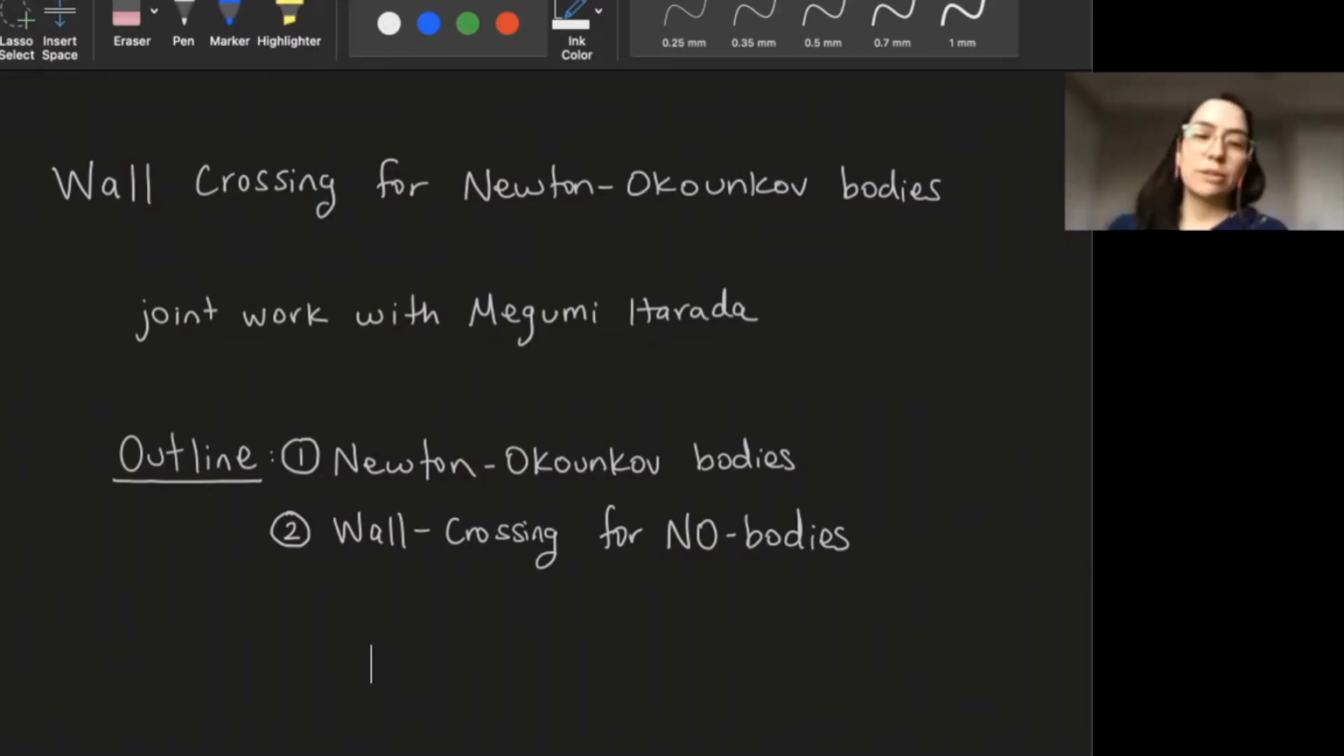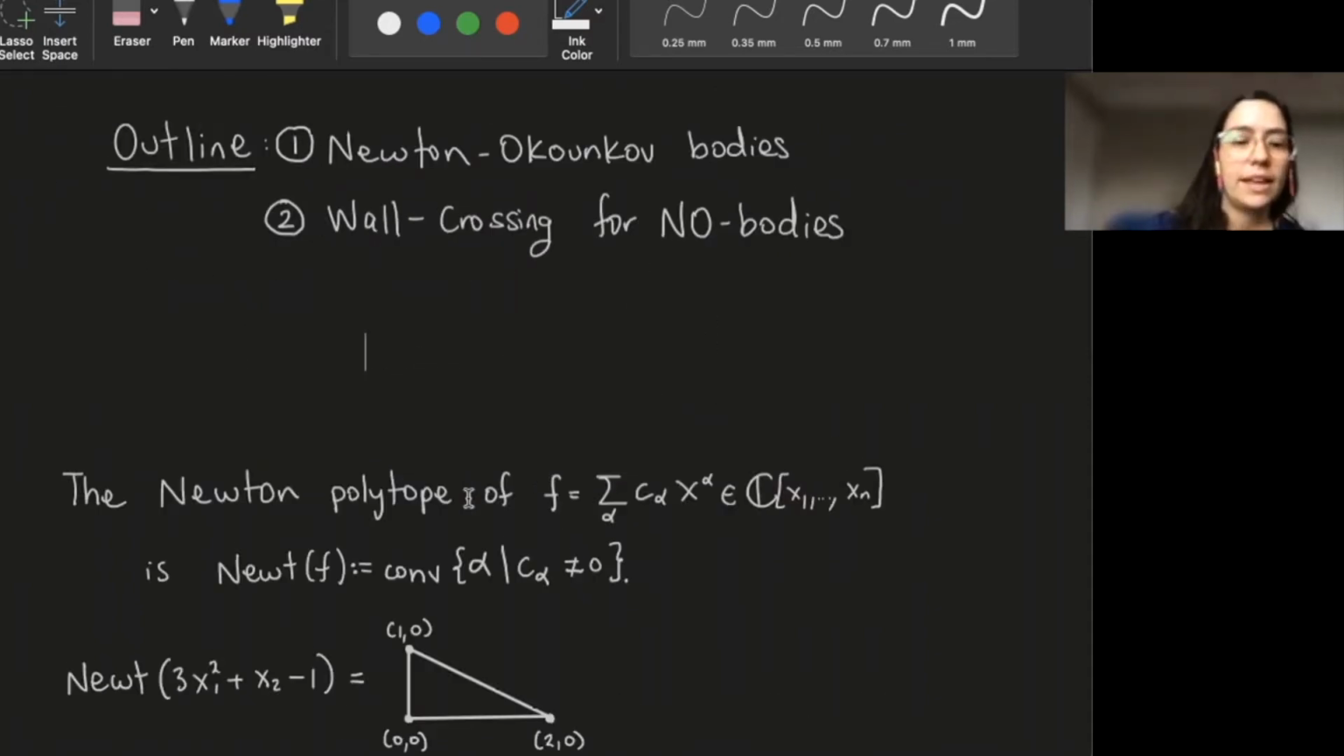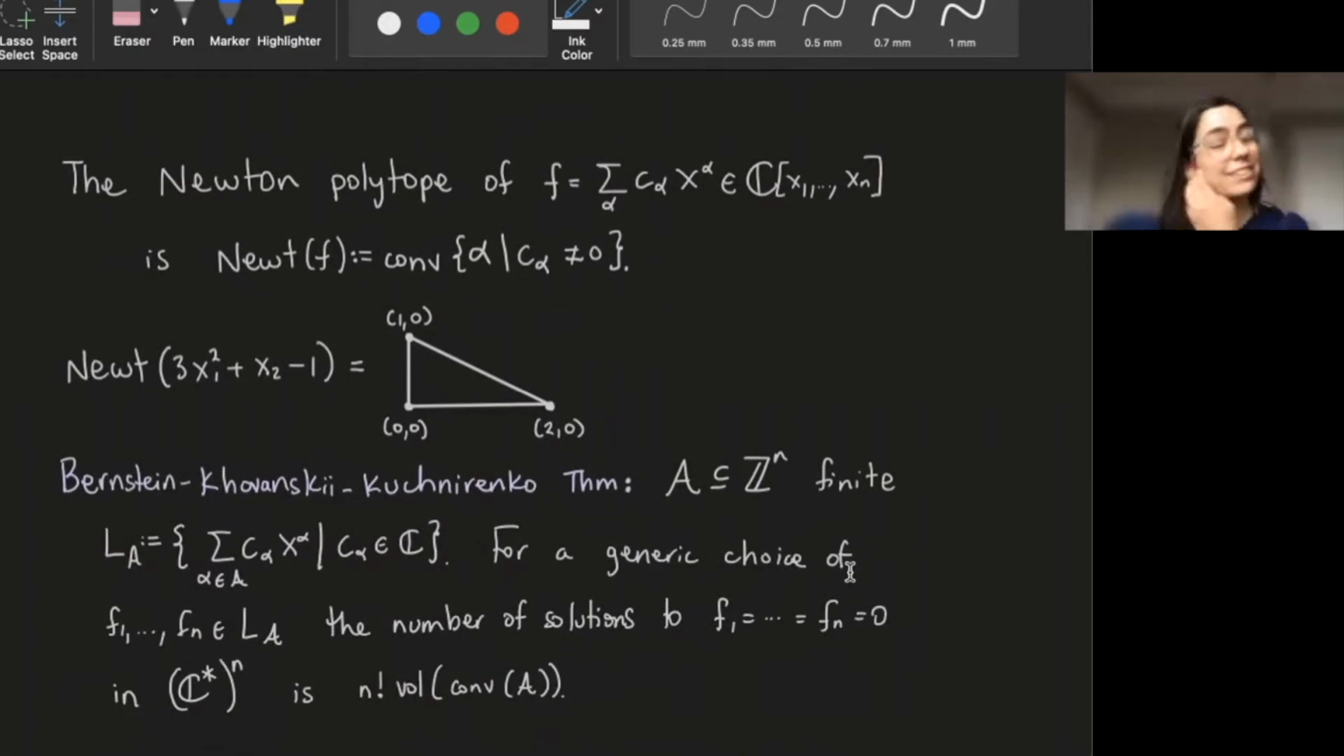And I will spend a long time motivating Newton-Okounkov bodies. And then I will tell you about the wall crossing that Megumi and I introduced. So first, I'll start way back just because I really want to motivate Newton-Okounkov bodies. So I'll start with the Newton polytope. So the Newton polytope of a polynomial or a Laurent polynomial is just the convex hull of the exponent vectors for which the coefficients are non-zero.